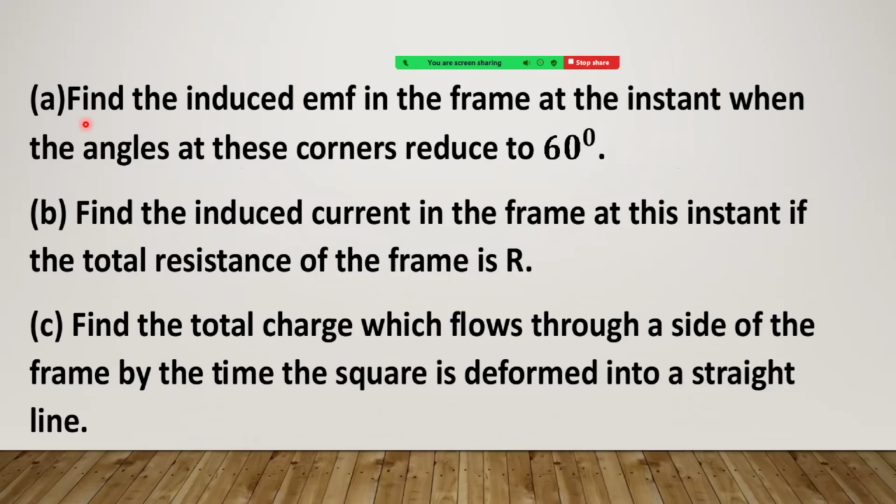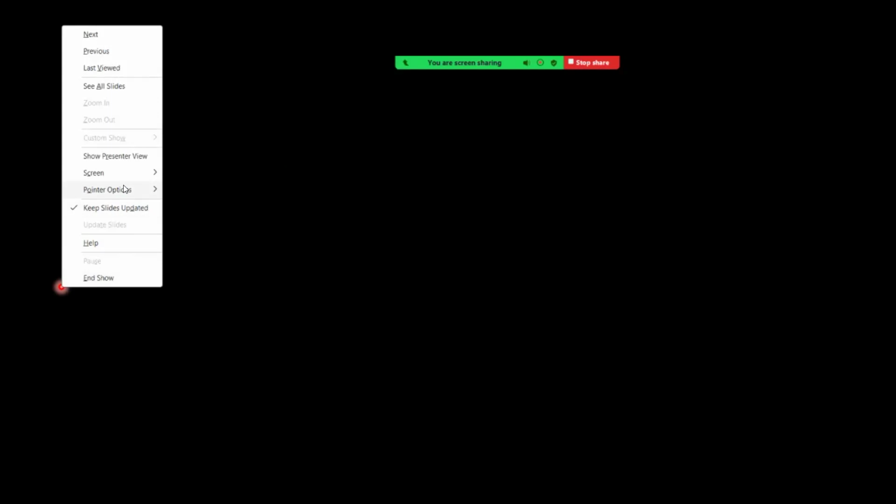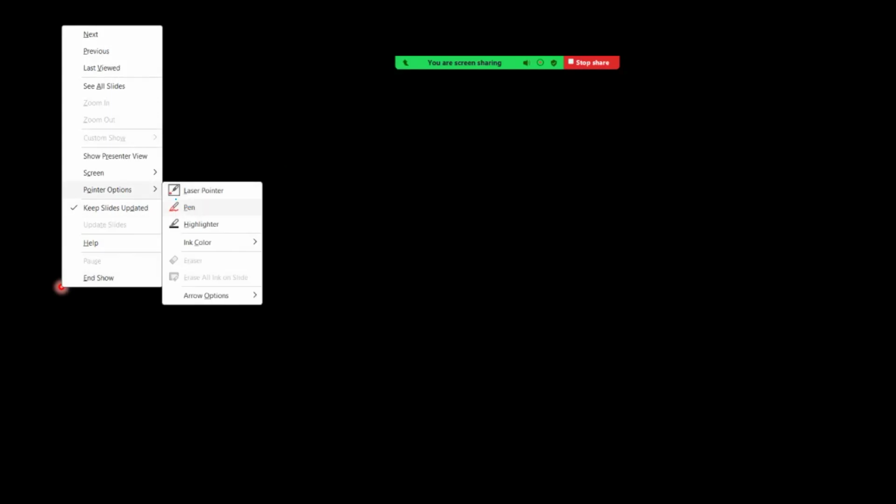The first one, find the induced EMF in the frame at the instant when the angles at these corners reduce to 60. Next, induced current. Next, total charge by the time it deforms into a straight line, right? Let us see how to start. So first of all, see the diagram given.